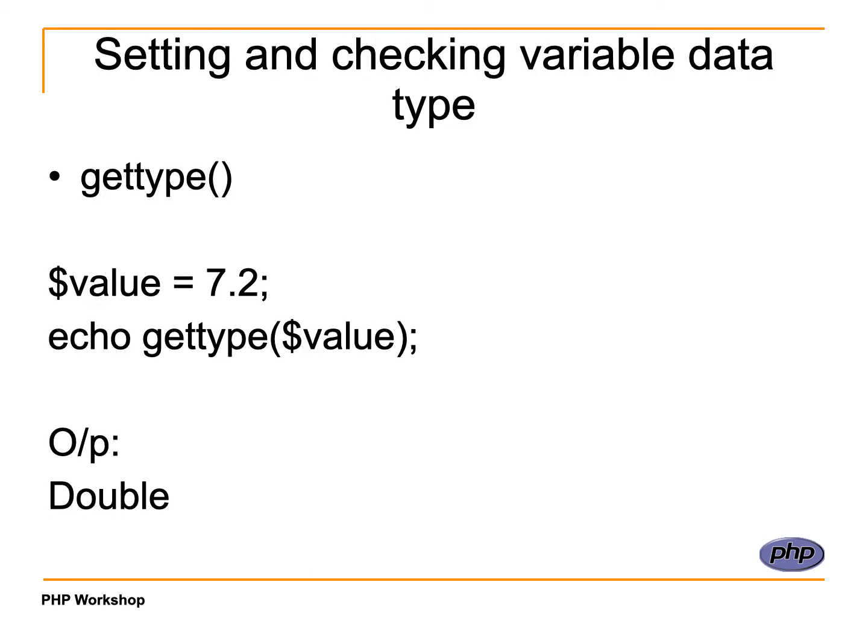Setting and checking variable data type. There is a function for setting and getting variable data type. gettype is the function used for checking variable data type. $value is equal to 7.2. Echo gettype($value) will display the data type associated with the variable $value. So that is assigned with a double type of value, that is 7.2, so that will display double as the type.